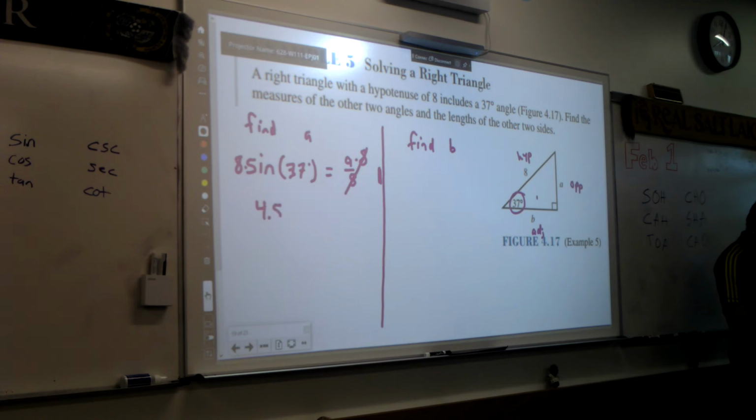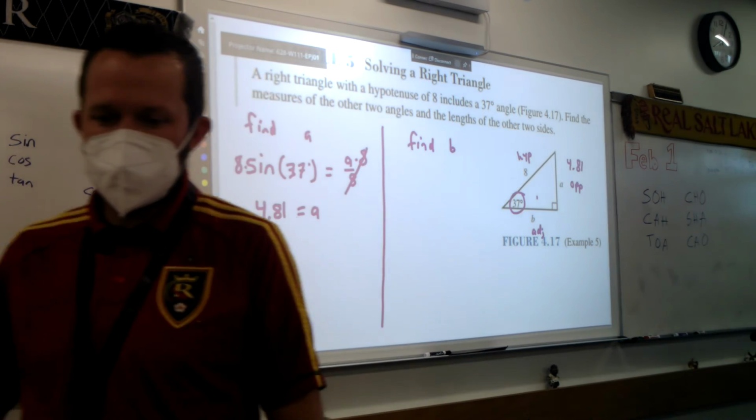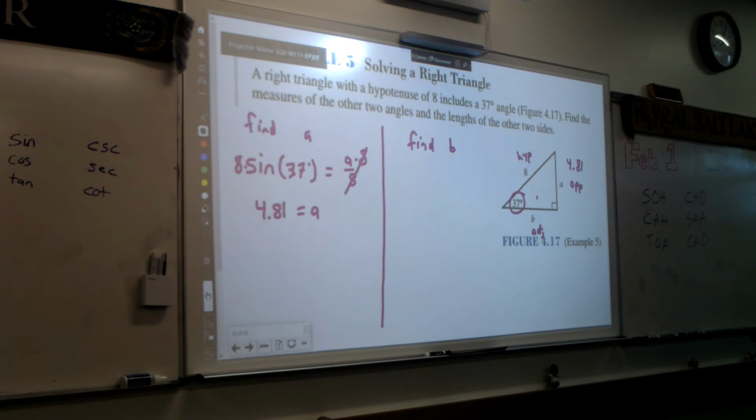You guys agree with 4.81? Is it reasonable that that could be your answer? Sure, if the hypotenuse is 8, then that seems about right. It's good to just see if that answer would make sense. Alright, so there's A. Any volunteers for B? Or are we going to just open this up to everybody?